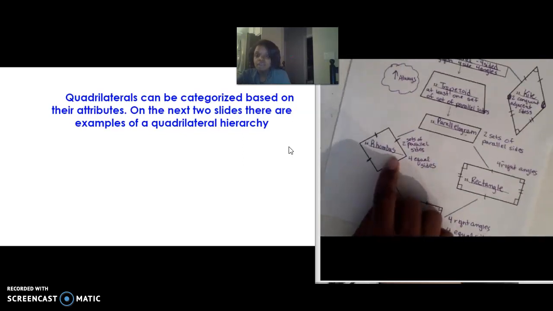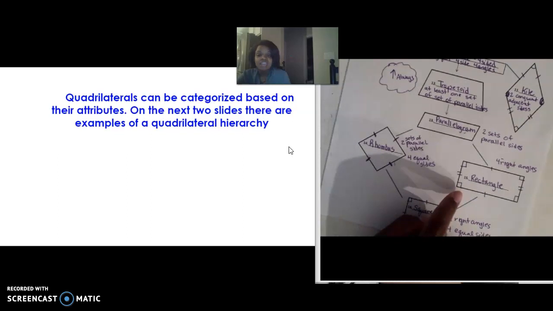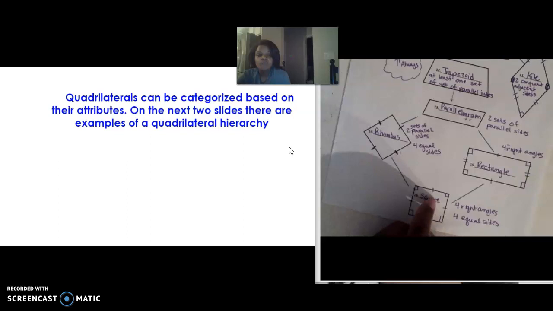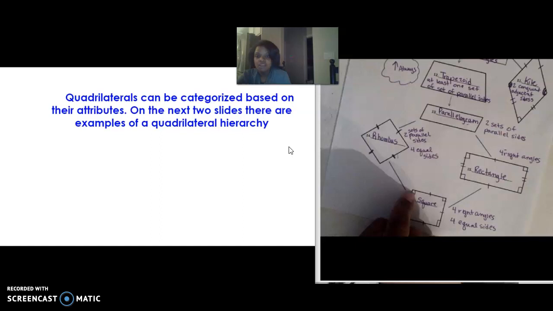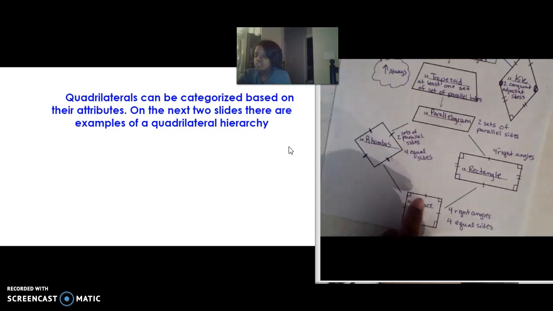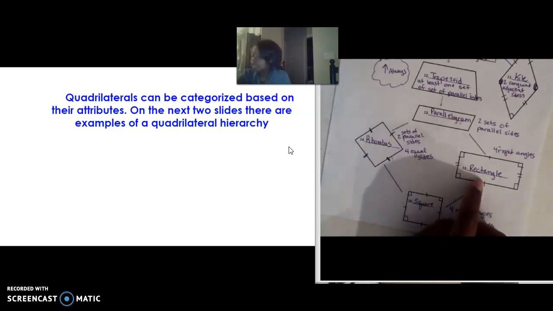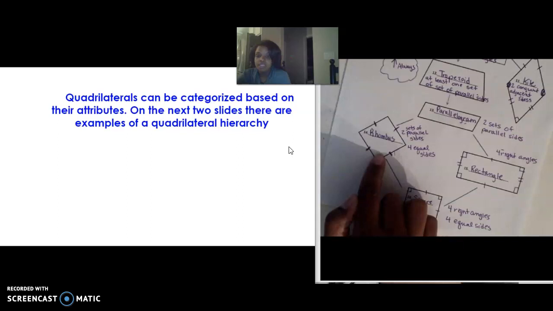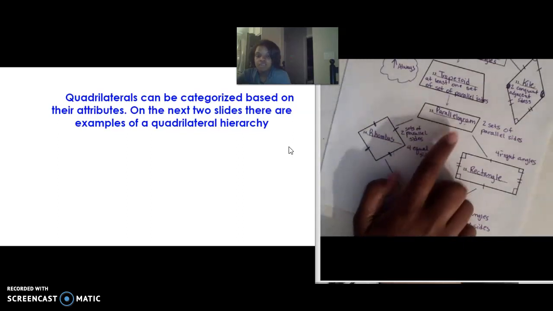So a parallelogram that has 4 congruent sides or 4 equal sides is called a rhombus. A parallelogram that has 4 right angles is called a rectangle. A parallelogram that has 4 right angles and 4 equal or congruent sides is called a square. So all of these are parallelograms, okay? So a square is always a rectangle. A rectangle is always a parallelogram. A square is always a rhombus. A rhombus is always a parallelogram.